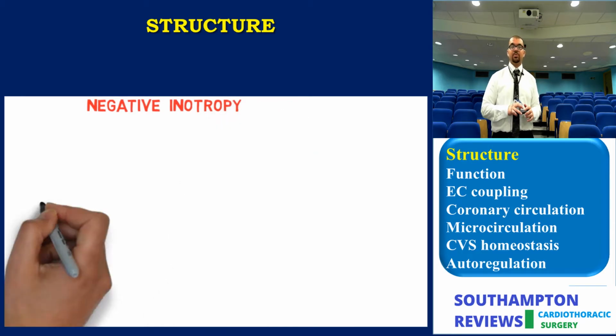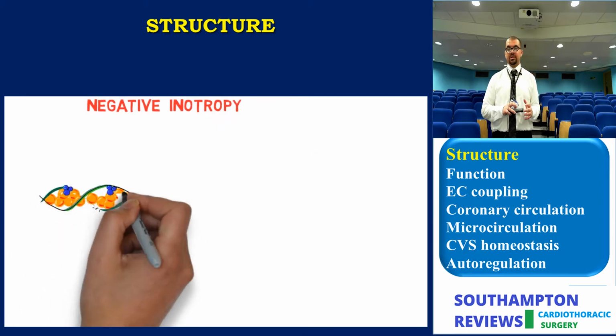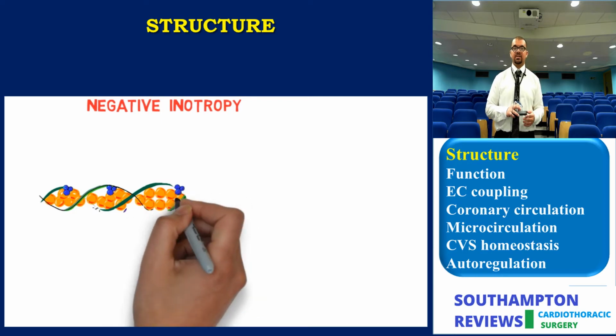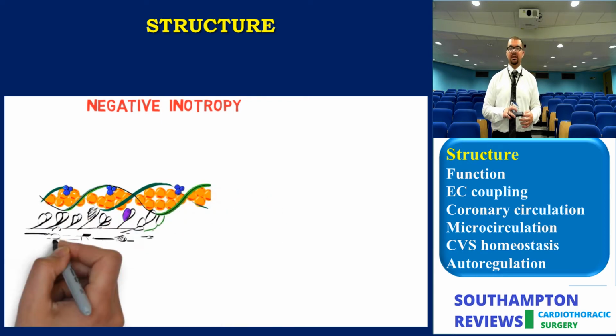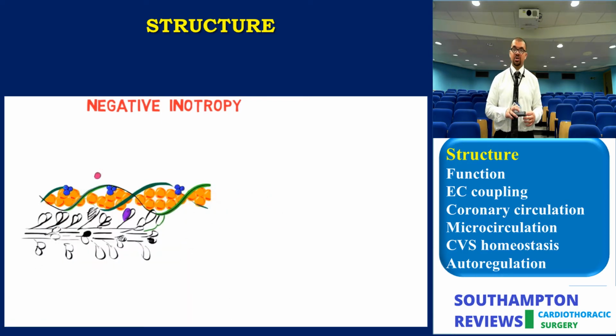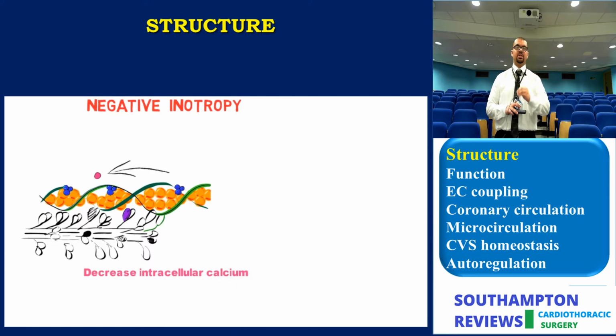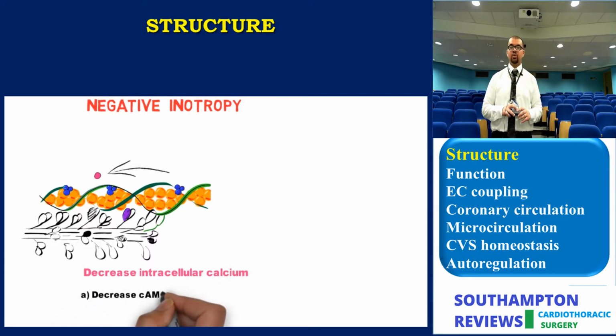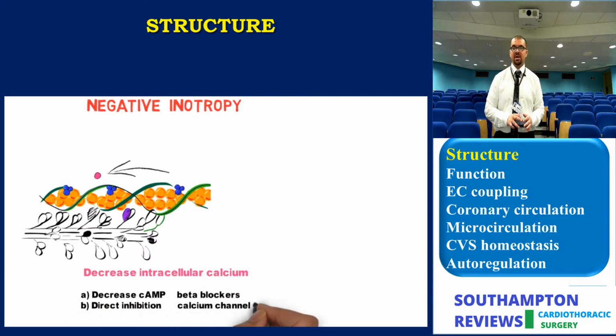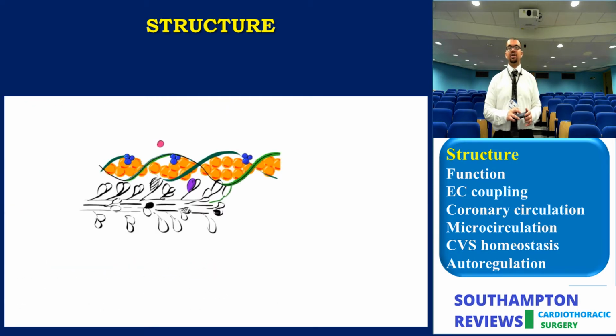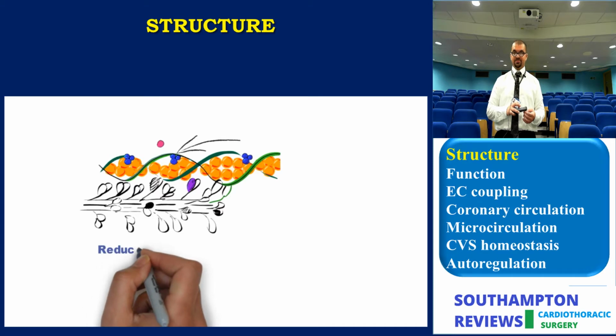In negative inotropy, on the other hand, there are three other mechanisms. One, decreasing intracellular calcium by either decreasing adenylate cyclase activity, such as beta blockers, or directly inhibiting calcium uptake, such as calcium channel blockers. Two, reducing troponin C to calcium binding affinity, such as all volatile anesthetic gases. Three, affecting energy expenditure, such as sepsis, hypoxia, and acidosis.